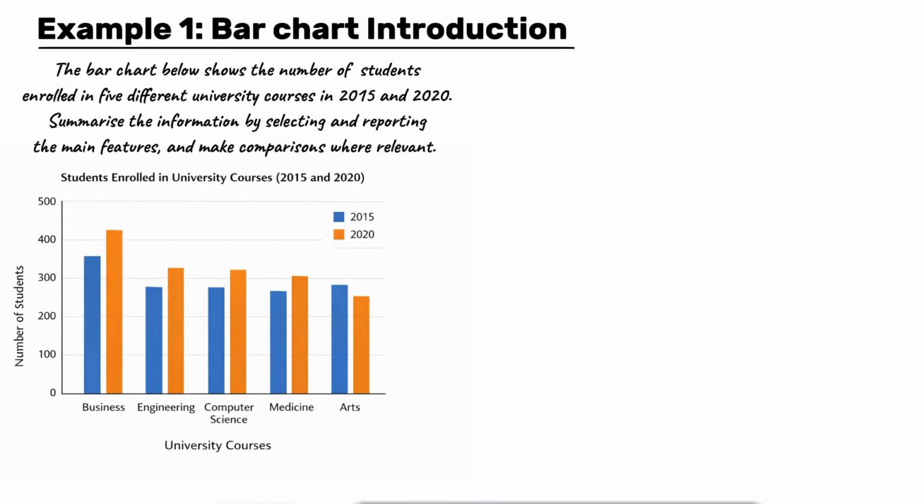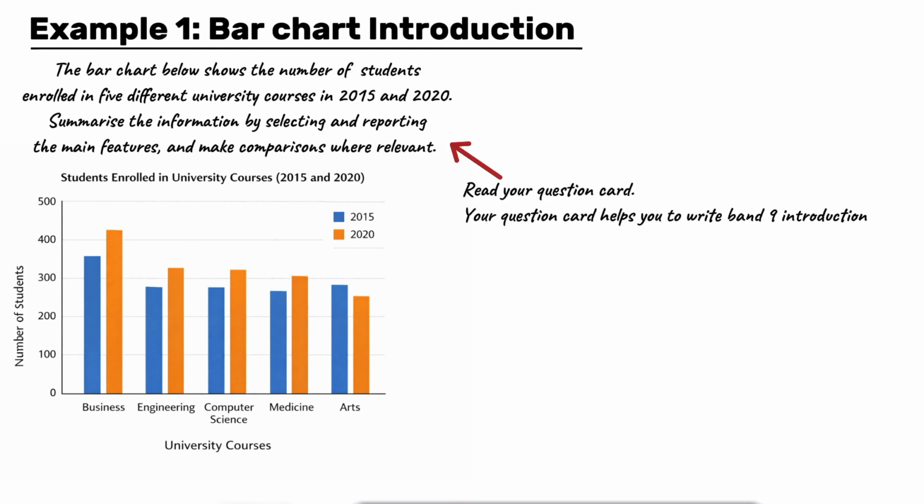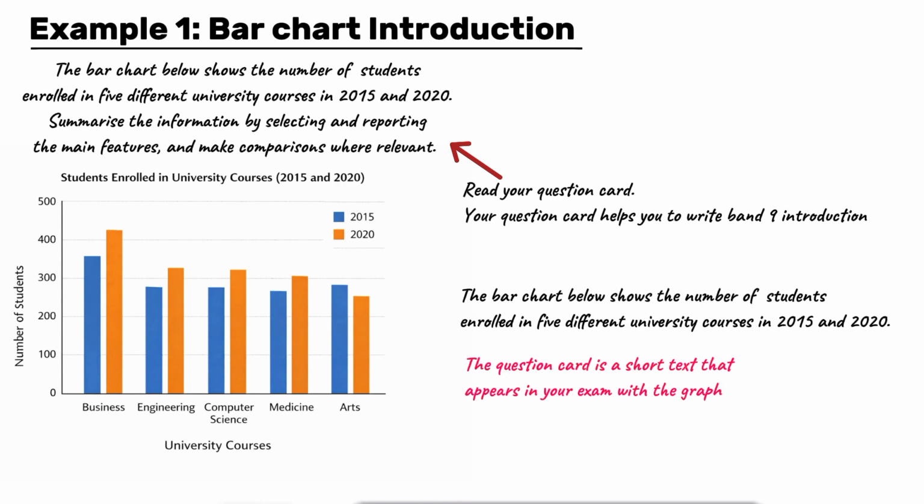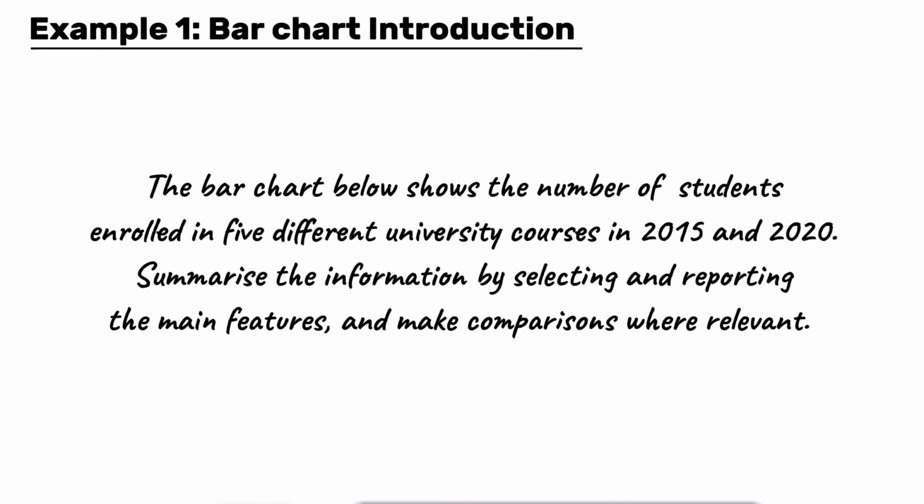Let's look at our first example. We can see that the title of this question is describing bar charts, and the very first thing you need to do when writing an introduction is to read your question card. The question card is a short text that goes together with your graph and explains it in more detail. You will always get a question card for any IELTS writing task 1. So let's read our question card.